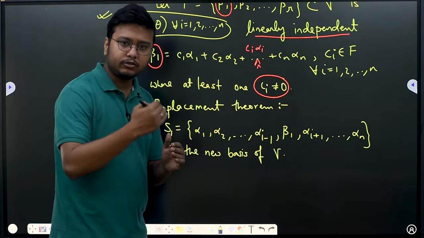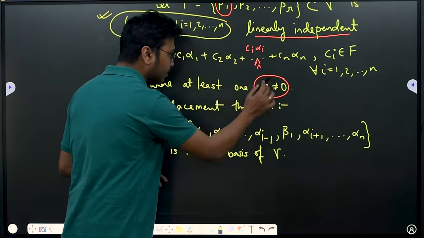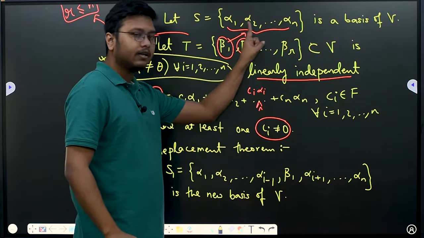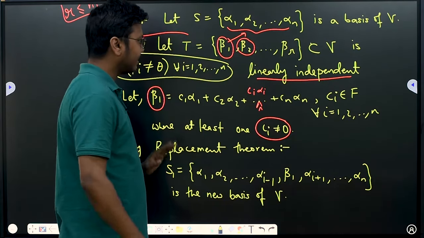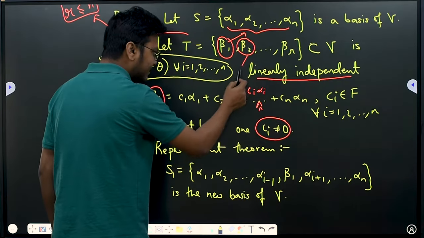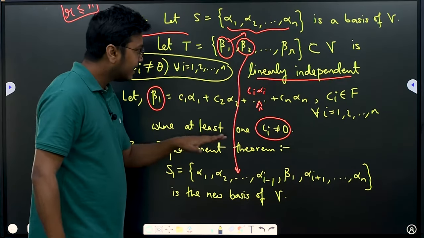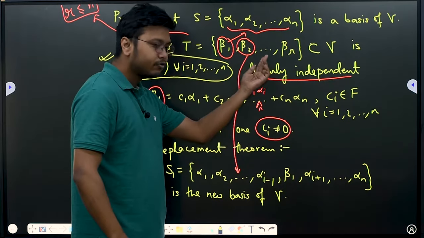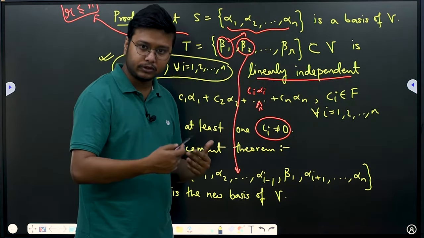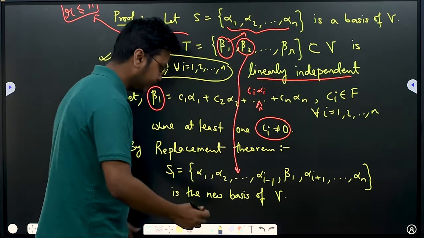Now I will continue this process on and on. I have already replaced beta 1 with one of the elements in the S set. Now I'll try to replace beta 2 with one of the elements in the S1 set that I have got. After that is done, I will try to replace beta 3 with the new basis, then beta 4 with the new basis, and I'll continue this process. Let me do the process manually 2 times, then I will say proceeding similarly.